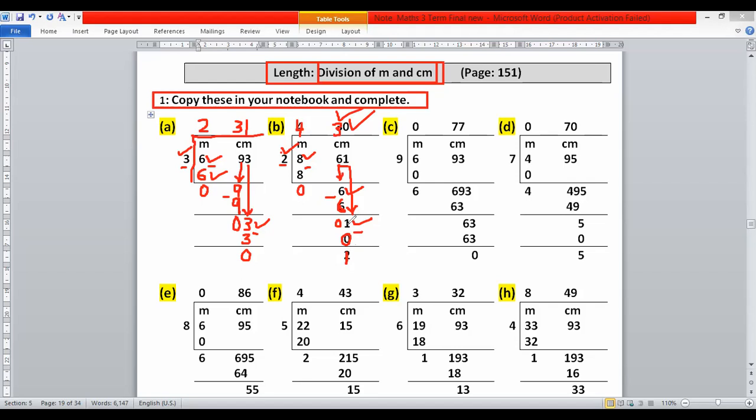Do not leave this 1. You have to divide and after that you subtract. Otherwise, if you leave this 1 as it is, 0 will not come here and your answer will be considered wrong.